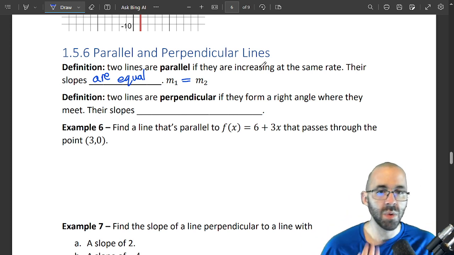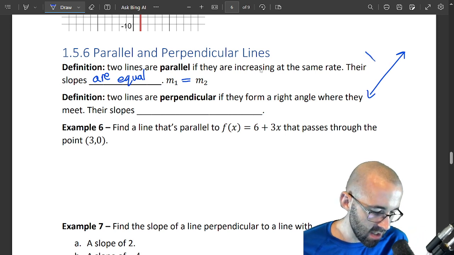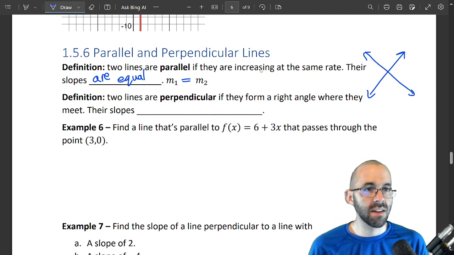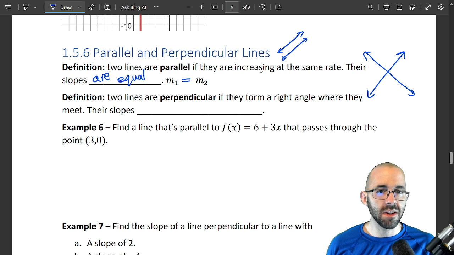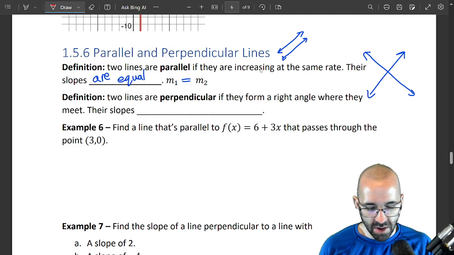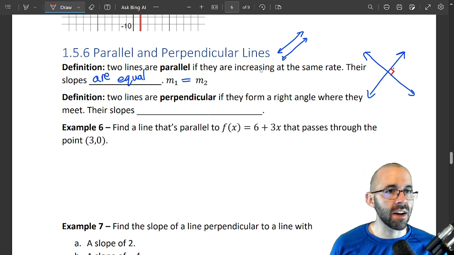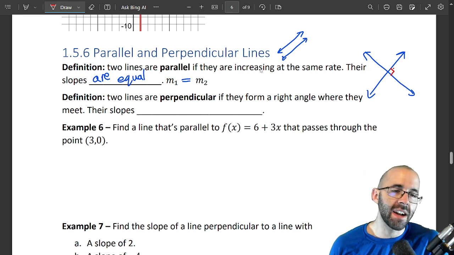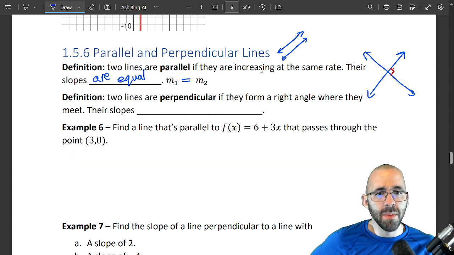Perpendicular is a little bit weirder. Again, perpendicular lines, they might look like this and maybe like this. Parallel is going to look like this. Perpendicular will look like that second example. Two lines are perpendicular if they form a right angle where they meet. This angle right here is a right angle. Well, all four of them are right angles. And so what does that say about their slopes?